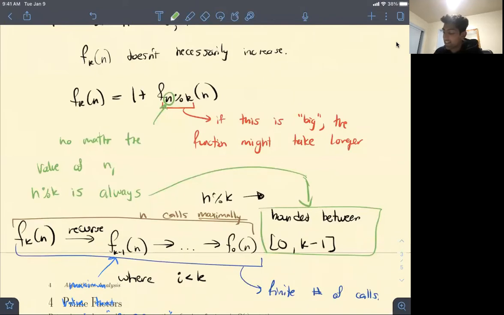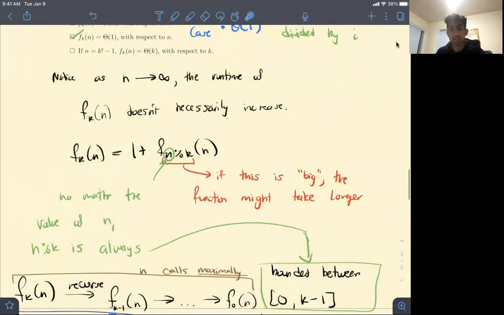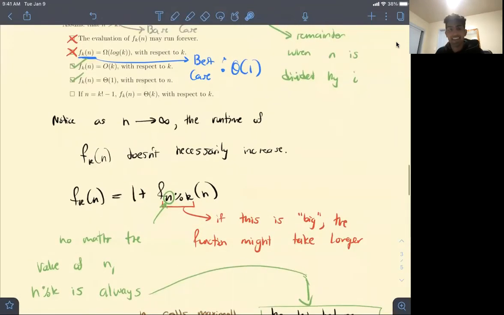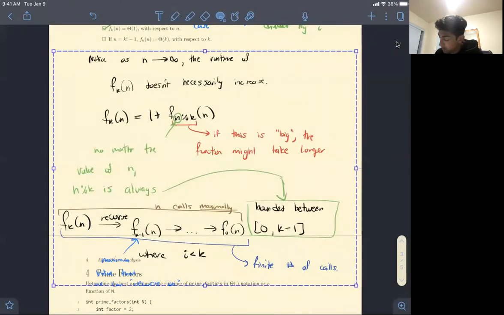So what we'll convince ourselves of here is that even if n gets really, really big, the remainder when we divide n by k is always going to be between 0 and k minus 1, no matter what n is. Because of that, we can see to ourselves that this function is constant with respect to n. Okay, so the last part here, this one's pretty tricky, is that if we define n as k factorial minus 1, then fk of n runs in theta of k time. Okay, so I think this part is pretty cool. So let's go over it.